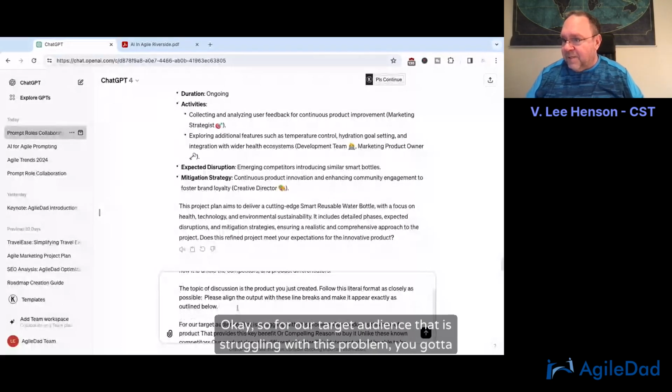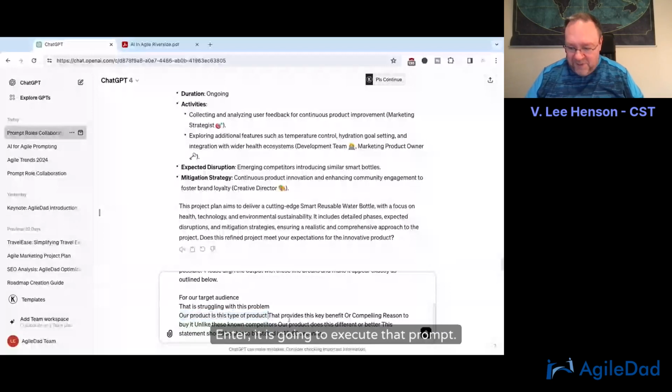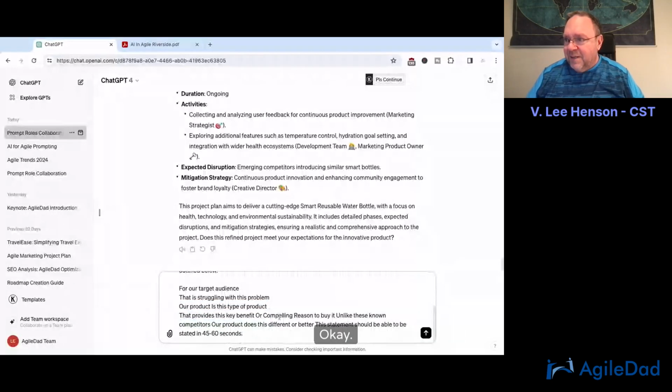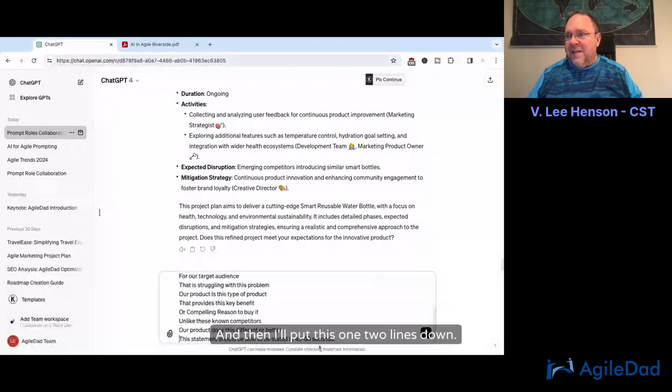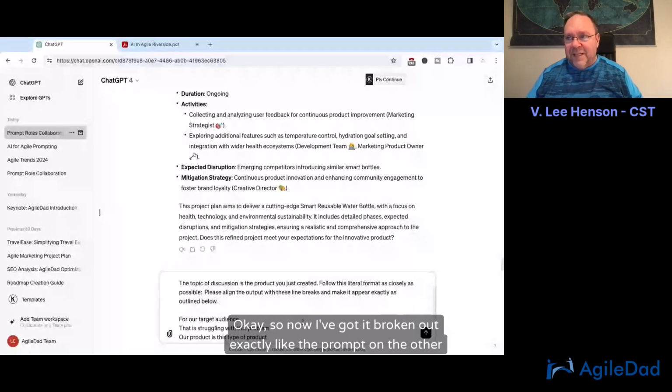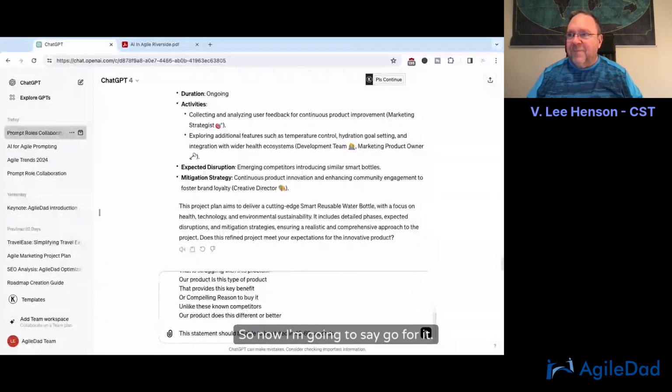Okay, so for our target audience that is struggling with this problem, you've got to make sure you remember to hit Shift when you do this, because if you just hit Enter, it is going to execute that prompt. Unlike our product, I'm glad I put caps in here. It makes it so much easier. And then I'll put this one two lines down. Okay, so now I've got it broken out exactly like the prompt on the other screen. So now I'm going to say, go for it.